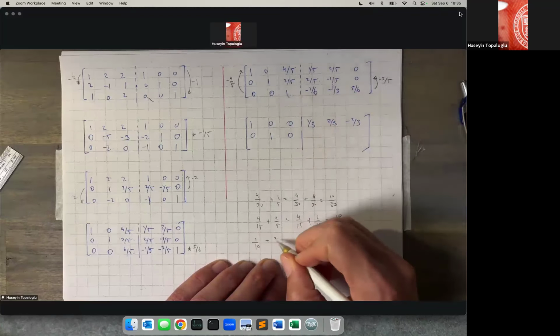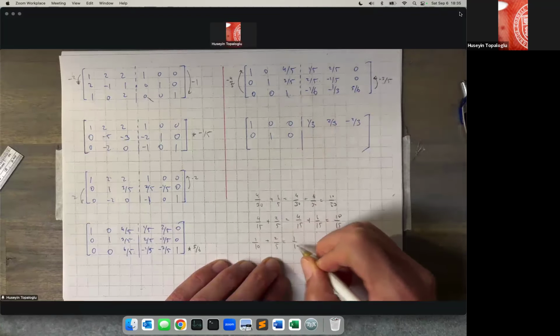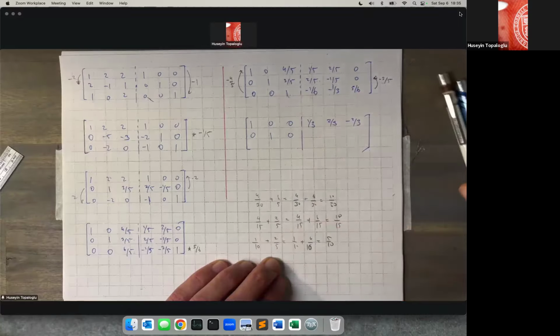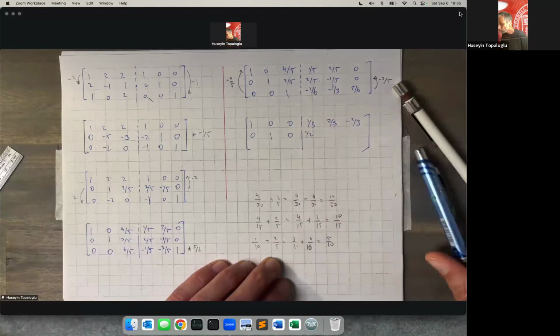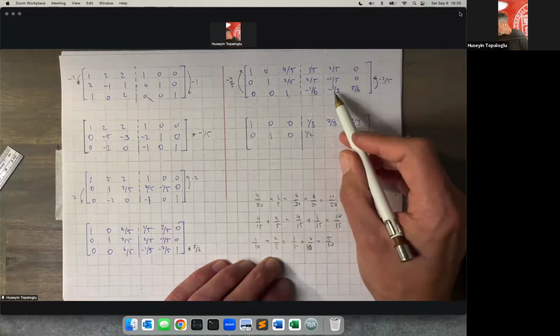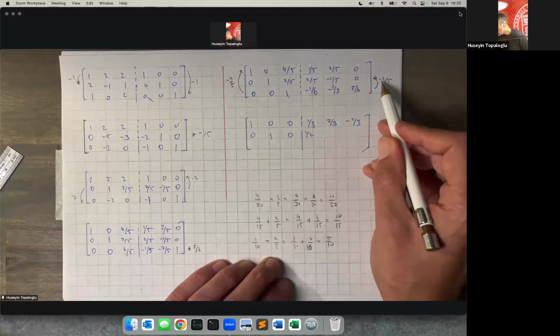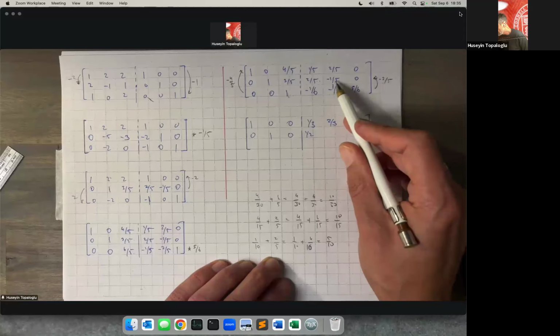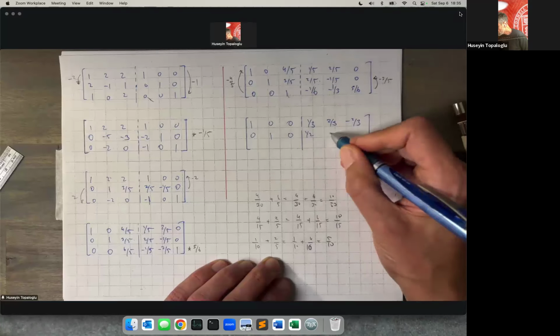Plus another 2 over 5. That is 1 over 10 plus 4 over 10. That is 5 over 10. That is 1/2. Good. Minus 1 over 3 times 3 over 5. Minus 1 over 3 times minus 3 over 5. That is 1 over 5, plus a minus 1 over 5. So that's going to give me a 0.